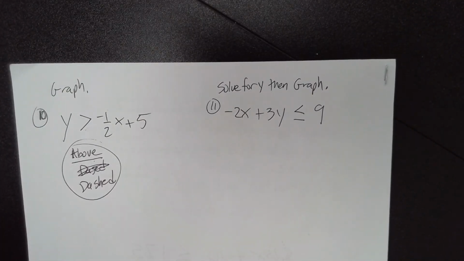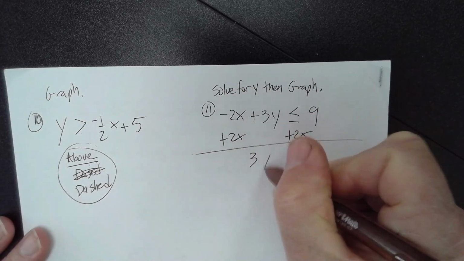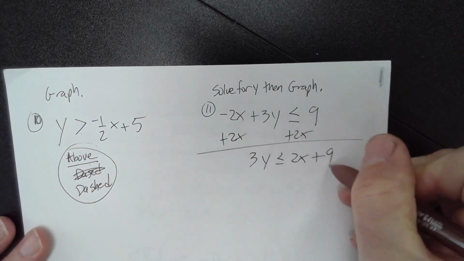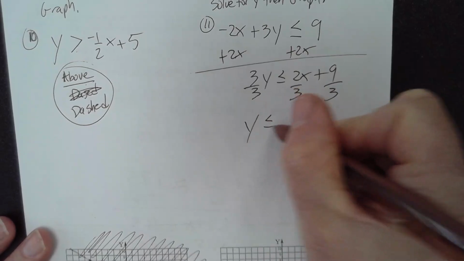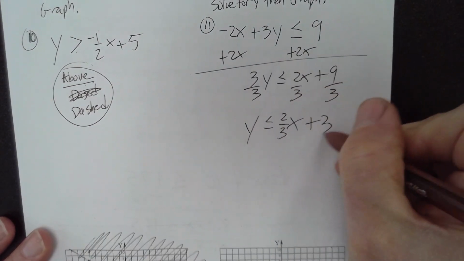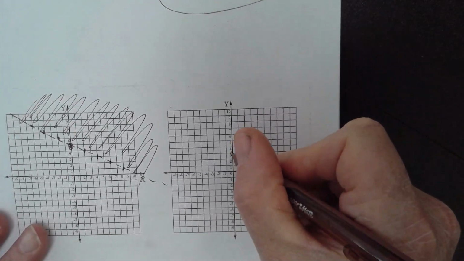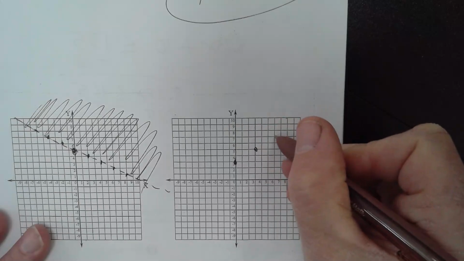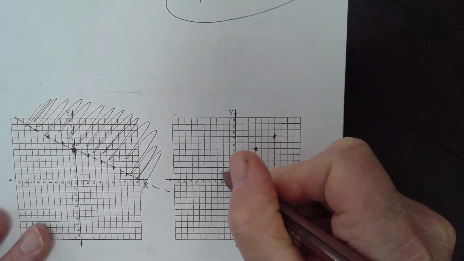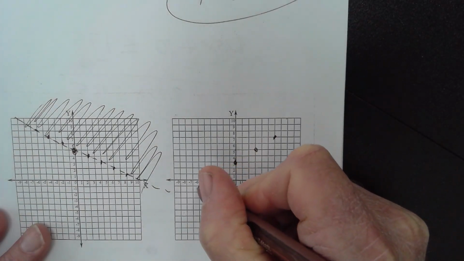Now I have to solve for y. Alright, so I'm going to add over the 2x. 3y is less than or equal to 2x plus 9. Divide by 3, divide by 3, divide by 3. We get y is less than or equal to 2/3 x plus 3. So I'm starting at 3 with a slope of 2/3. 3, slope of 2/3. I said up 2 over 3, up 2 over 3. I said down 2, back 3, down 2, back 3.